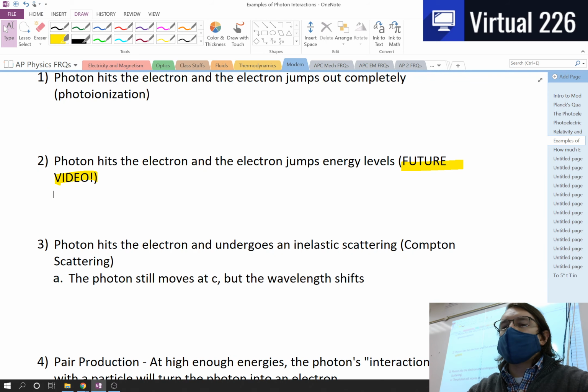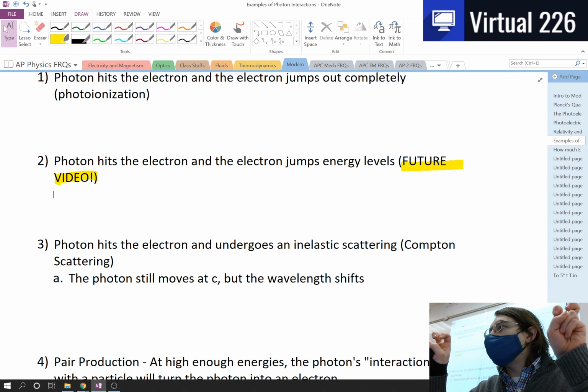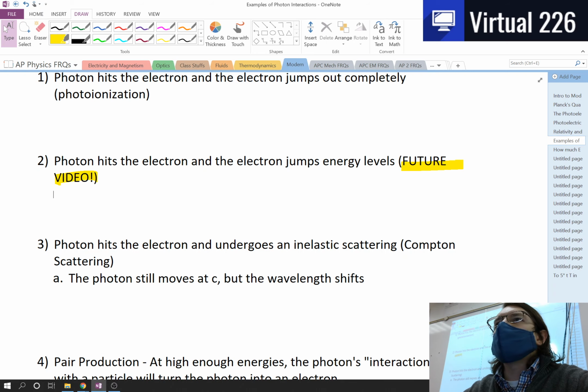The third thing that could happen here is the photon can hit the electron, but it's really going to undergo inelastic scattering, which means it kind of deflects off the electron. We call this Compton scattering. The photon, that light, it's still going to move at the speed of light, but it is going to have a wavelength shift. The wavelength is going to change.